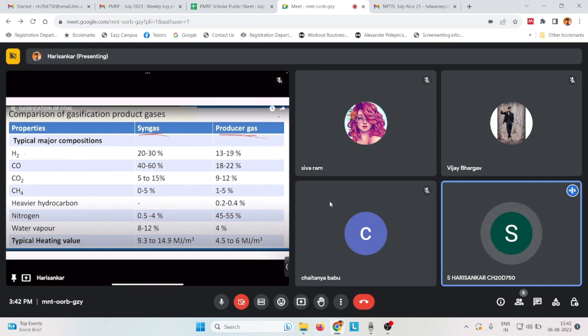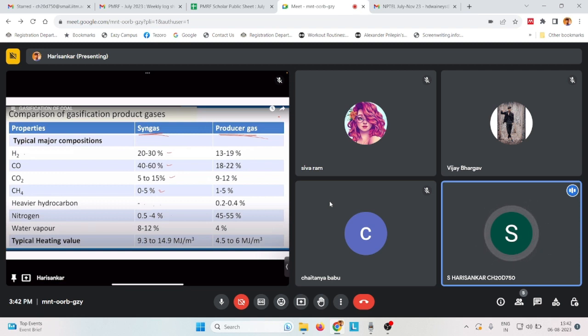In terms of syngas, you will have 20 to 30% hydrogen along with 40 to 60% carbon monoxide, 5 to 15% carbon dioxide, and a very trace amount, less than 5%, of methane. You usually won't have any heavier hydrocarbons. And in some cases you can even have nitrogen and water vapor in the syngas.